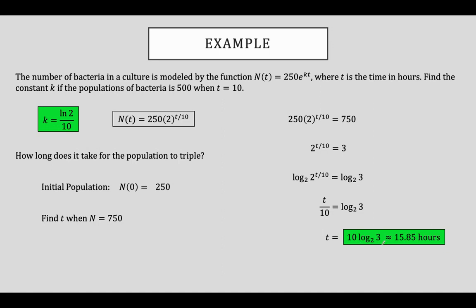15.85 hours. Okay, if you were to plug in 10 log base 2 of 3 into your calculator, you would get 15.85 hours. That is how long it takes for the population of the bacteria to triple from its initial population. All right, there you have our first application of exponential growth.